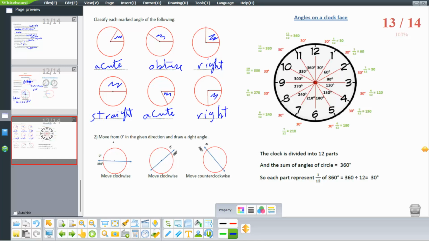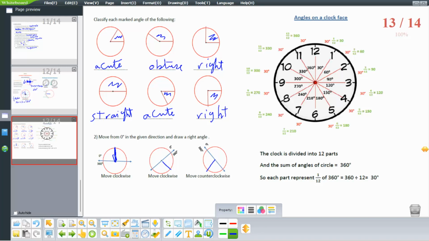Move from 0 in the given direction and draw a right angle. Move clockwise from 0, and represent 90 degrees, so we will draw a perpendicular line like this. Then here from 0 moving clockwise, we draw a right angle as well. Here counter clockwise, so it moves like this, and we draw it from here.